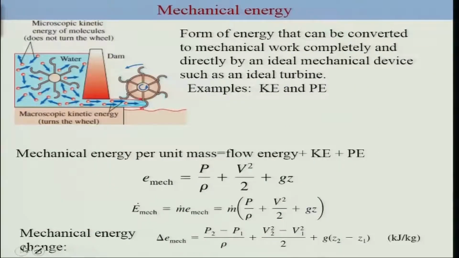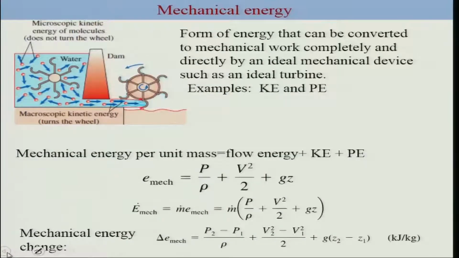There are many engineering systems which are designed to transport fluid from one location to another at a specified flow velocity or at a certain elevation. These do not involve any conversion of chemical or nuclear energy to mechanical energy, but they can be analyzed by considering the mechanical form of energy. So let's look at it. What is the mechanical form of energy? It is a form of energy that can be converted to mechanical work completely and directly by an ideal mechanical device, such as an ideal turbine.